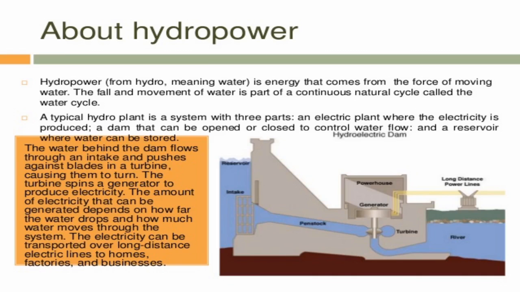Okay, so hydropower plants are the power plants in which we are using water to generate electricity, right? So guys, firstly we have to make dams. Then we can use the dam water for making electricity. Well, you can say that hydropower is an energy that comes from the force of moving water.